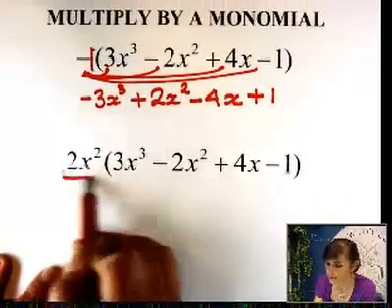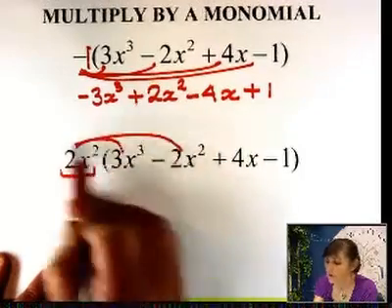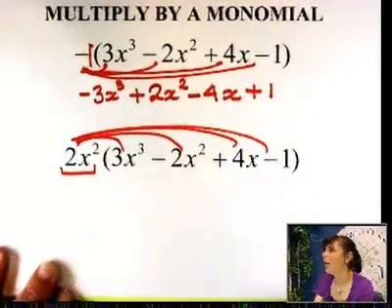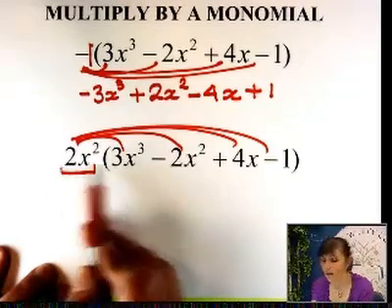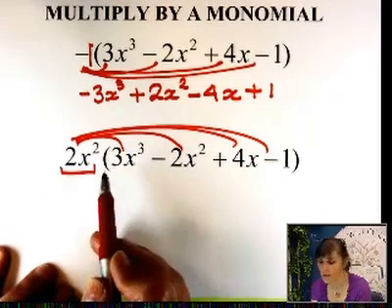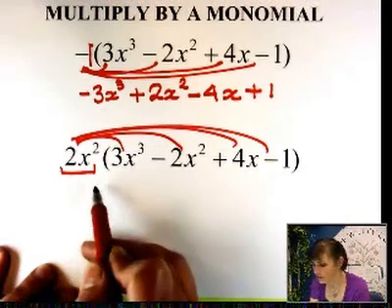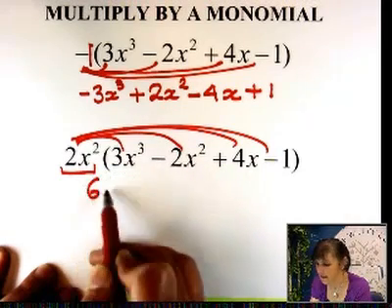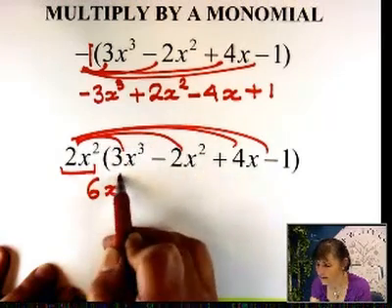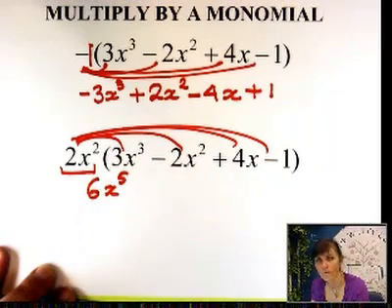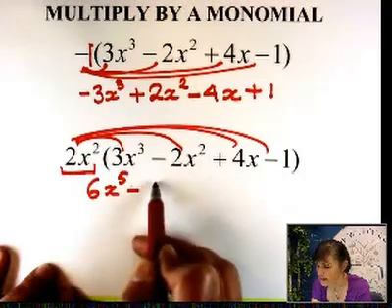So you have 2x squared. That's multiplying all these guys. Okay? Now, when you multiply, you have to kind of multiply the numbers and the variables separately. 2 times 3, that's going to give you 6. And x squared and x cubed, you add the exponents, that's going to give you 5. How about the second one? Positive, negative, so that's a negative.